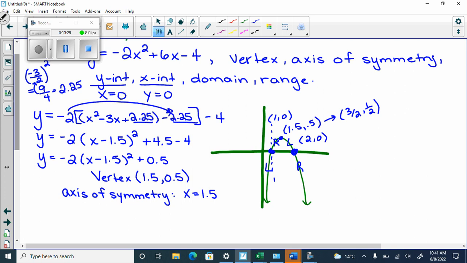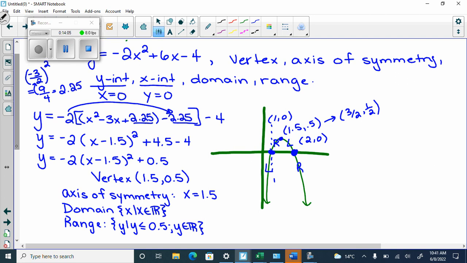The domain of every quadratic, whether it's concave up or concave down, is x such that x is an element of the reals. And we're going to go over interval notation starting tomorrow. This is all set. We've done set all year. And my range is y such that y is less than or equal to the y of my vertex. So 0.5, y-er. Because there's no graph above that. That's as high as it goes.